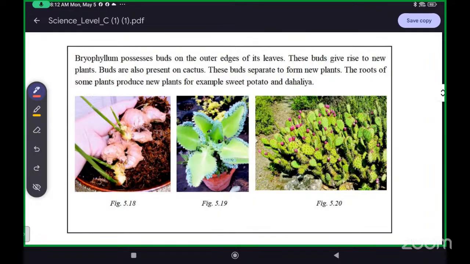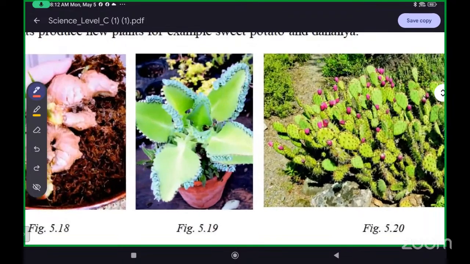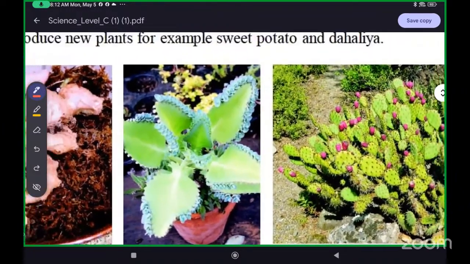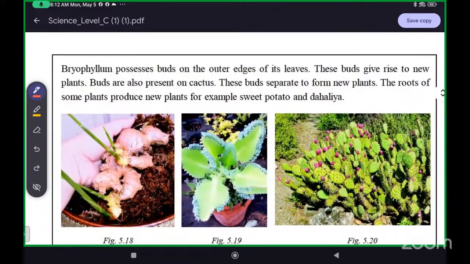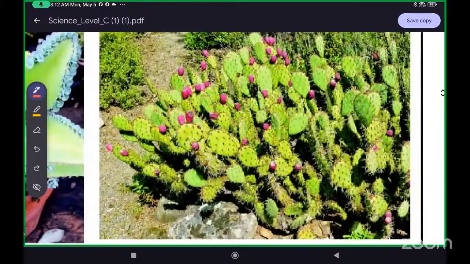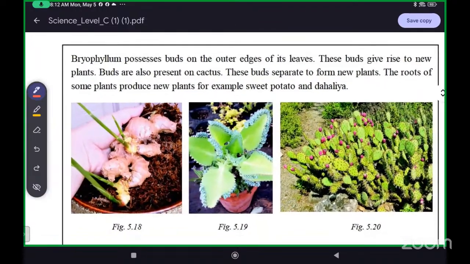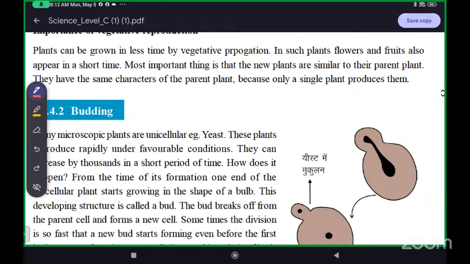Bryophyllum possesses buds on the outer edge of its leaves. Buds grow on the edges of its leaves, and these buds give rise to new plants. Buds are also present on cactus, and they separate to form new plants. The roots of some plants produce new plants, for example, sweet potato and dahlia.